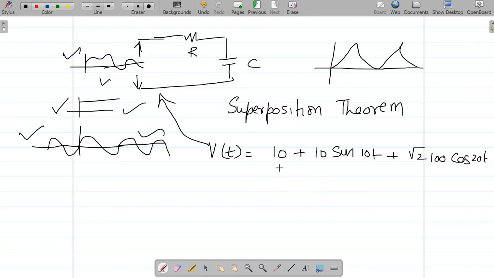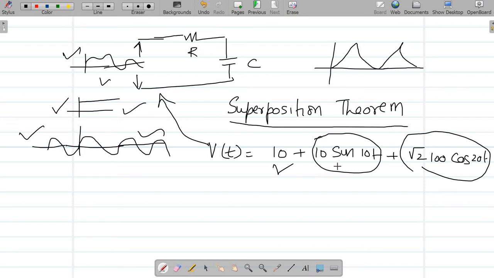All we need to do is first find out the response due to the DC term, and then find out the response due to this term. This is a steady state sinusoidal analysis. Then we find the response due to the last term, and add up all the responses to get the total response. So the superposition theorem in fact helps us to do it.